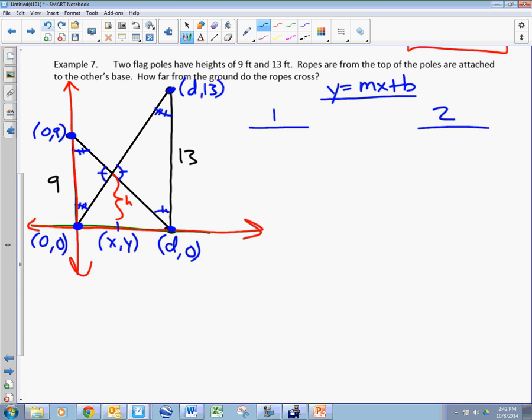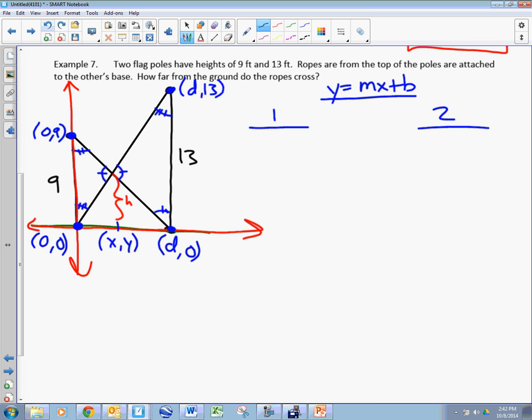So, here we go. Line 1. Okay, let's look at this line that's headed downward. We need y equals mx plus b. Actually, let's start with the one that's going upward. What's the y-intercept of this one right here? 0. So all I need is the slope. How much do I go up to get to that point? 13. How much do I go over? D. So the slope is 13 over d.